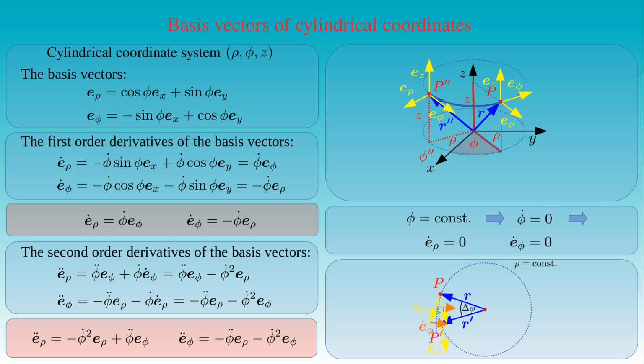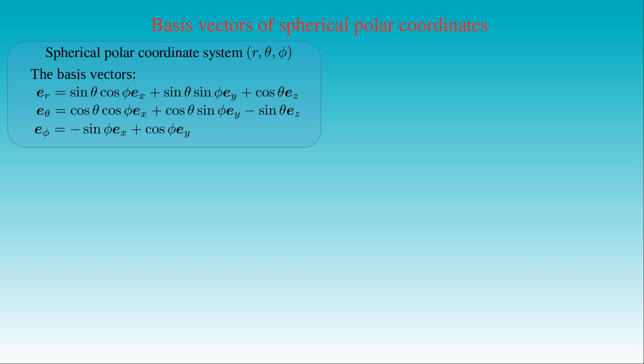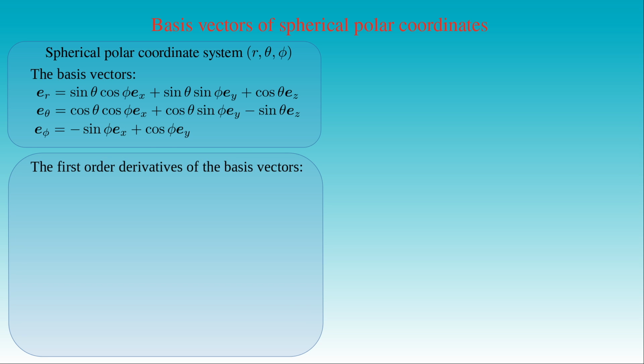We can differentiate the basis vectors of the spherical polar coordinate system in the same way. The coordinates r, theta, and phi are the functions of the parameter t now. If we consider the expressions of the basis vectors, we can see that these vectors depend only on the angles theta and phi. Therefore the derivatives of the basis vectors will contain the derivatives of the angles. Let us compute the first-order derivatives of the basis vectors.